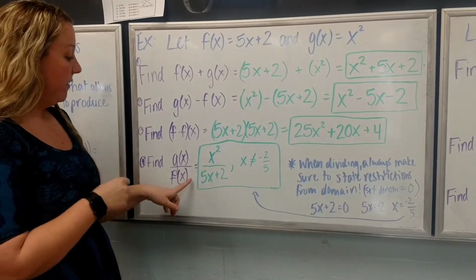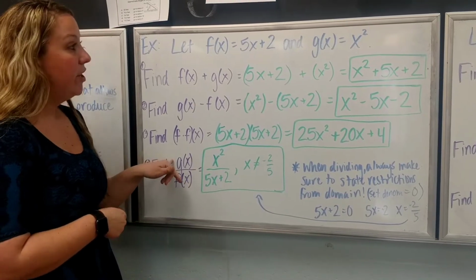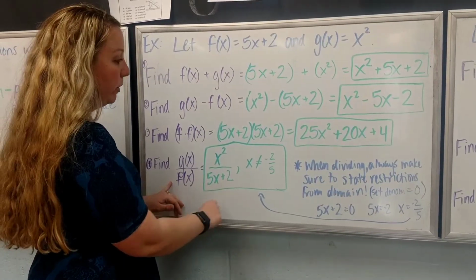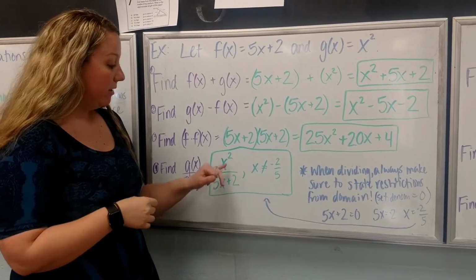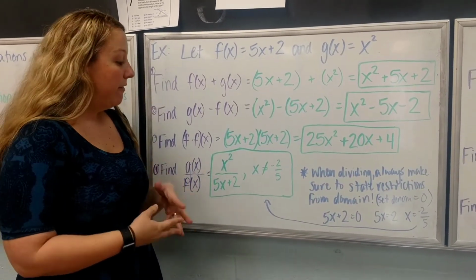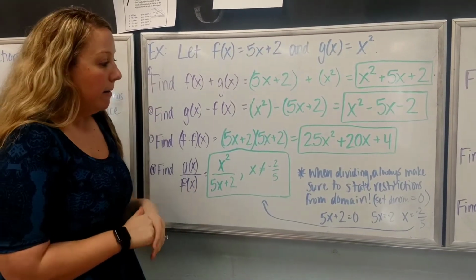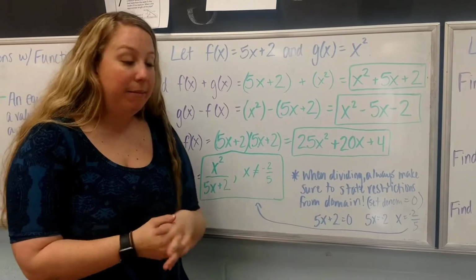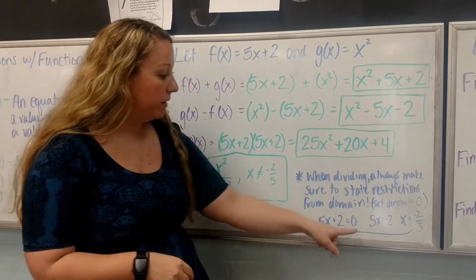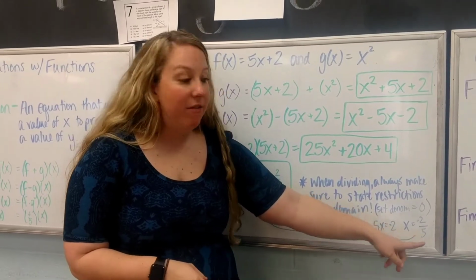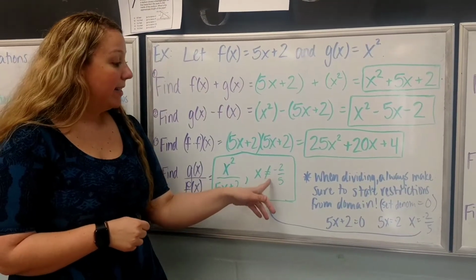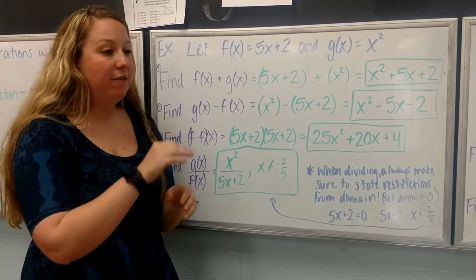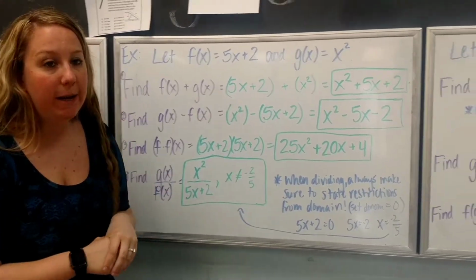And last, we have division, g of x over f of x. I have g of x first, which is x squared, in the numerator, over f of x in the denominator, so that's 5x plus 2. So my final answer here is going to be x squared over 5x plus 2, but you do have to determine what value can't be in your denominator. When you're dividing, you always want to make sure to state the restrictions from the domain. So you set that denominator equal to 0. I have 5x plus 2 equals 0, so I subtract 2 and divide by 5, and I get that x equals negative 2/5. So x can't be negative 2/5. My domain would say negative infinity to negative 2/5, union negative 2/5 to positive infinity.